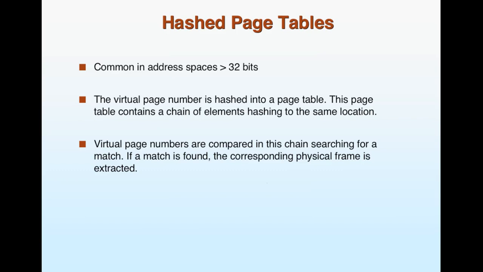Hashed page tables. So common when the address space is big, essentially above 32-bit. Virtual page number is hashed into a page table. The page table contains a chain of elements hashed to the same location. Great lookup scheme. Virtual page numbers are compared to the chain, searching for a match. If a match is found, the corresponding physical frame is extracted from that.